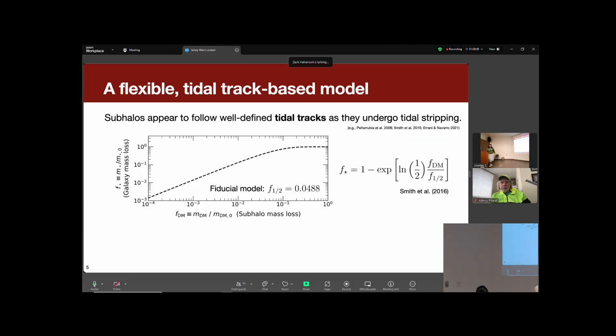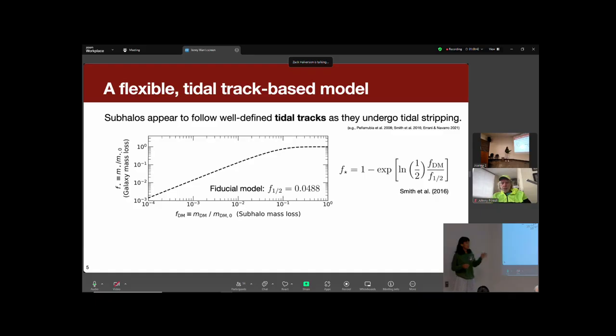Okay, now on to the tidal evolution model. There's been a lot of work that's shown that the evolution of a subhalo's physical properties as it's undergoing tidal stripping depends really only on the total amount of subhalo mass that's been lost. In other words, they follow these well-defined tidal tracks as they undergo tidal stripping. Because of that, we use this tidal track-based model to predict the stellar masses of our satellite galaxies after they've infallen into their hosts.